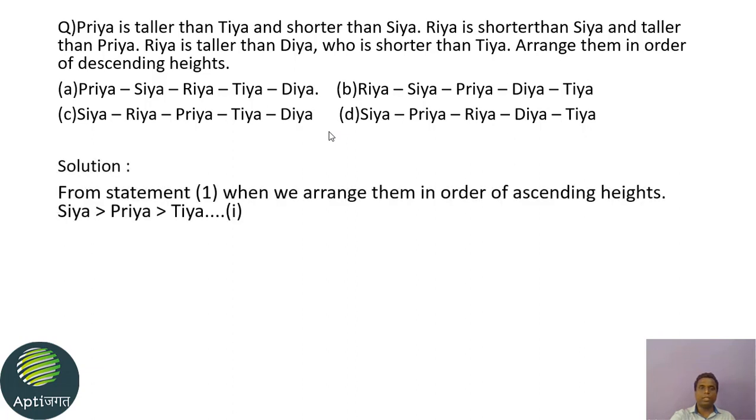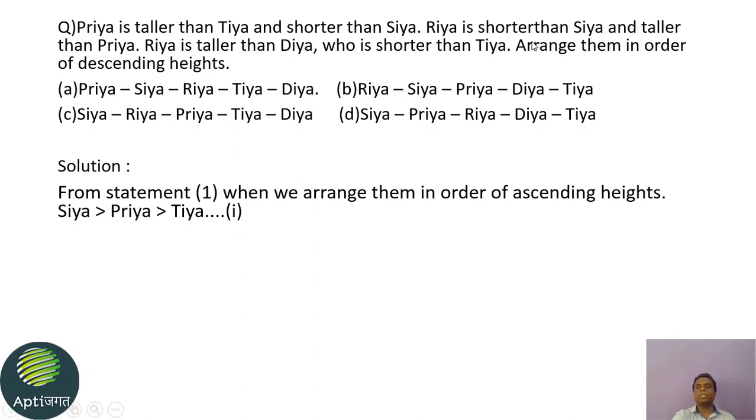Priya is taller than Tia, so we will arrange them in verbal form. Priya is taller than Tia, so it is written with the greater sign, and shorter than Sia. So Priya is shorter than Sia, meaning Sia is taller. So we have written it over here. Assume this as the first statement.